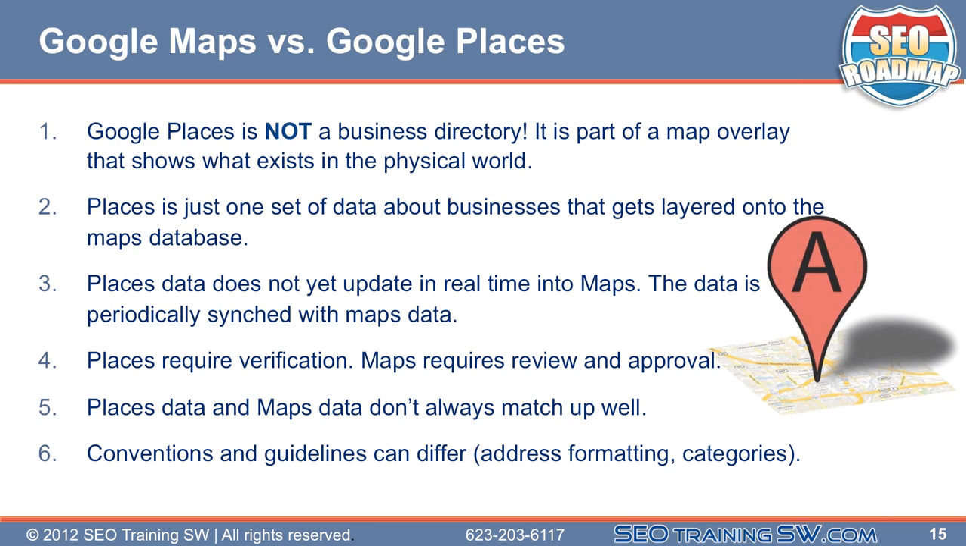Now, Google Places does not yet update in real time into Maps. The data is periodically synced with Maps data. This could take a couple days, it could take a few weeks, it could take months. Now, Places today requires verification, and Maps requires review and approval by somebody human. And because of this, Places data and Maps data typically don't match up that well.